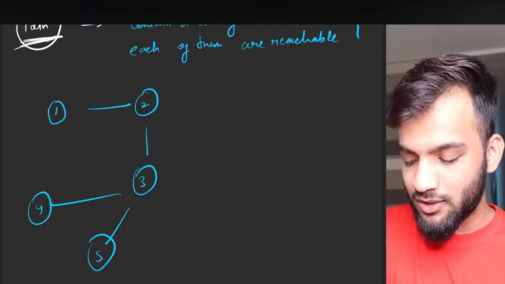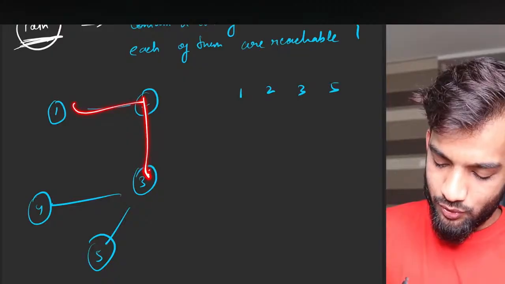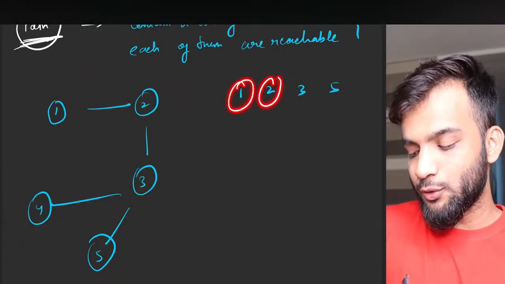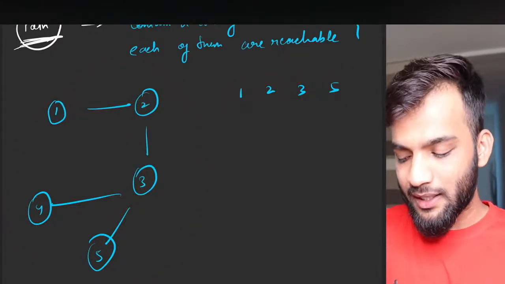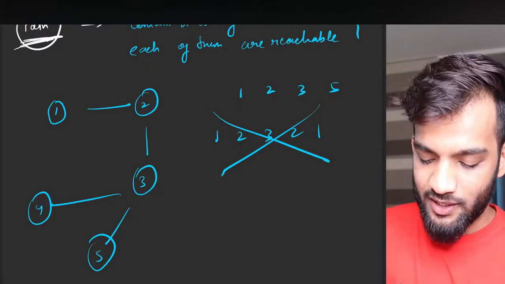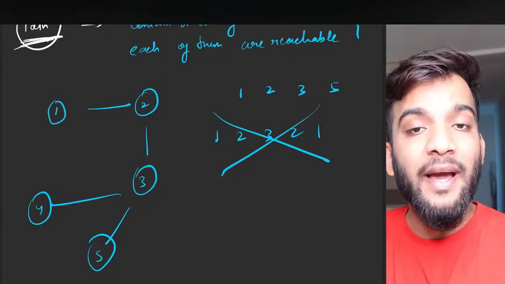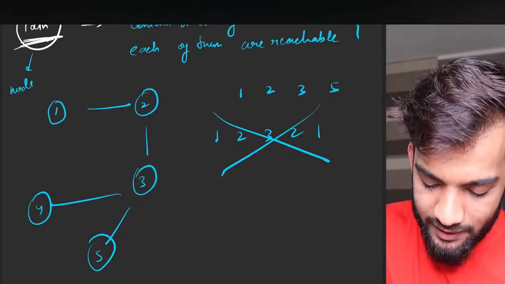So over here, if I write 1, 2, 3, 5, it is a path because you go from 1 to 2 to 3 to 5. But if I write something like 1, 2, 3, 2, 1, this is not a path. Why? Because you're saying 1, 2, 3, and again you're saying 2. You cannot have a node appearing twice in a path. A node cannot appear twice in a path. Remember this.